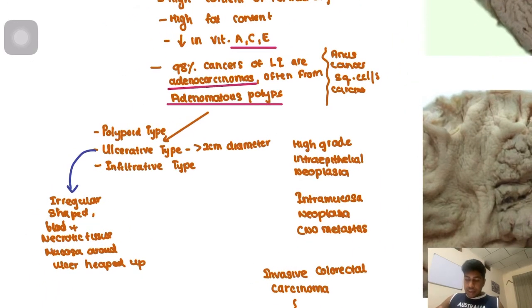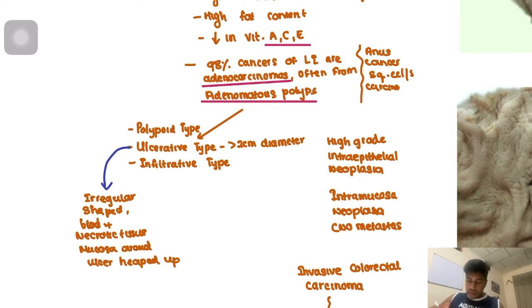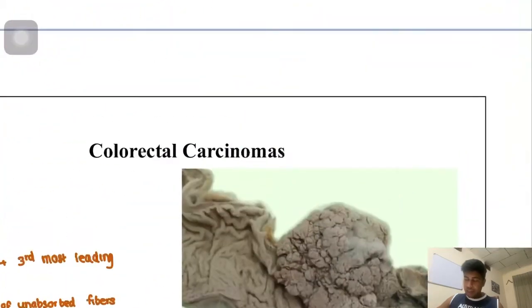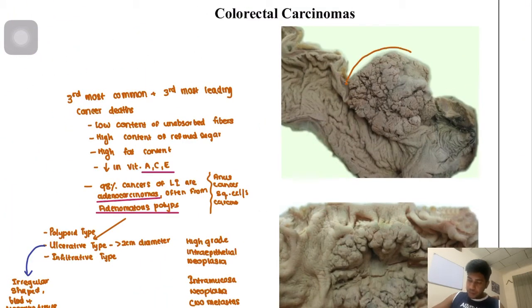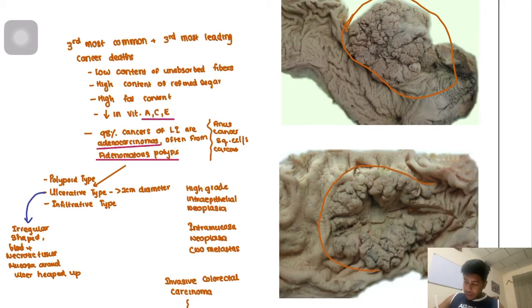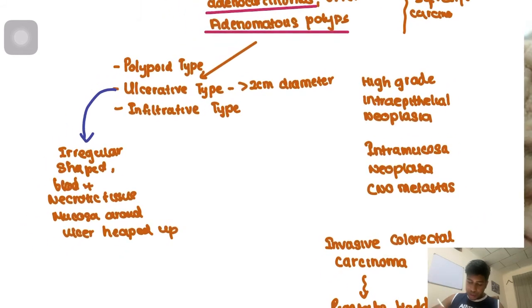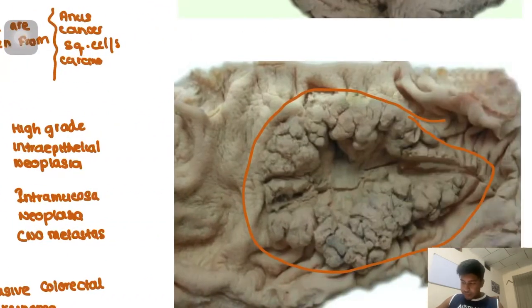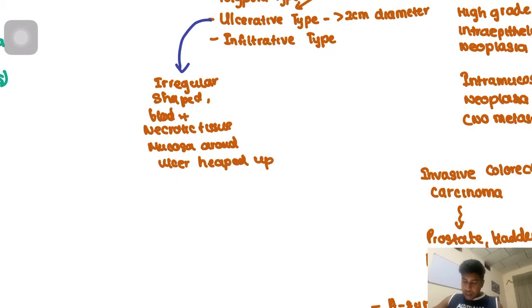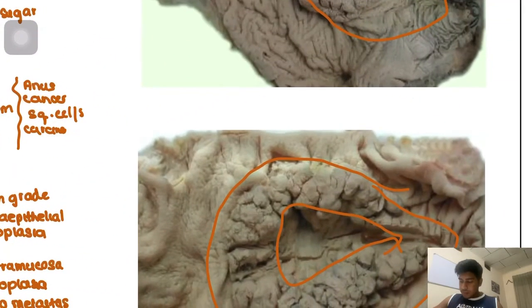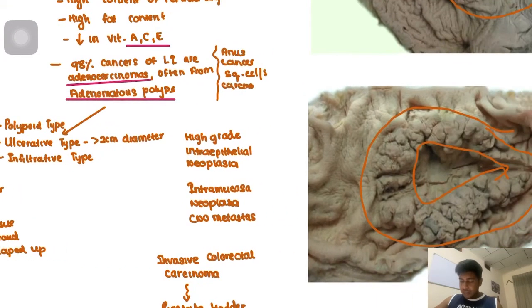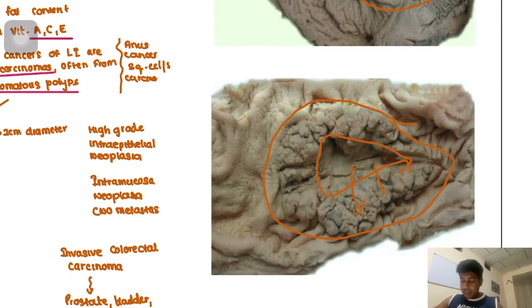So we have different types of growths. One is the polypoid type, ulcerative type, and infiltrative type. Polyp growth, ulcer, and you can see the margin. The mucosa around the ulcer has heaped up. That's obvious. So this is the ulcer. You can see the mucosa heaped up. Irregular shaped, blood and necrotic tissue can be seen. So you get bleeding. Those who were there for my class, I talked to you about an example: a person I know who had the red toilet, so he did not even know he was bleeding.